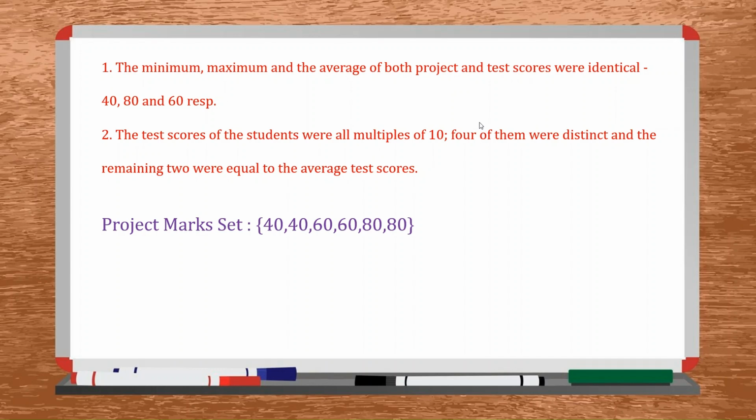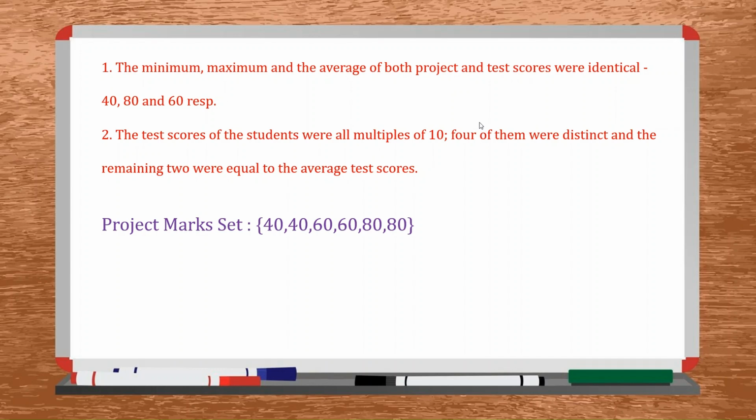So for test scores, we know that again the minimum and maximum value is 40 and 80, and two of the students have received the average test score, that is 60. So four of the values are clear here: 40, 80, 60, 60. Four of the values are clear.